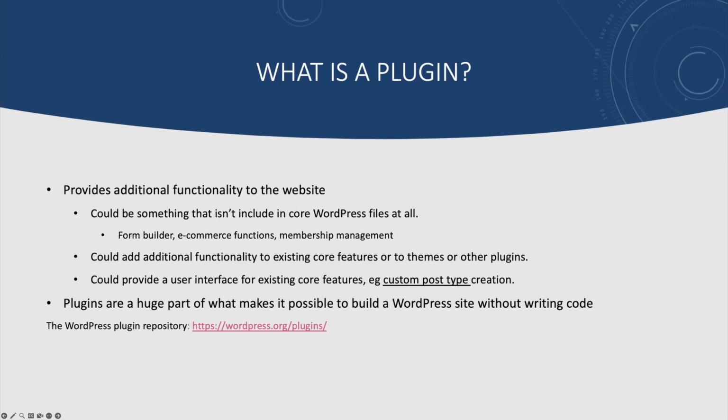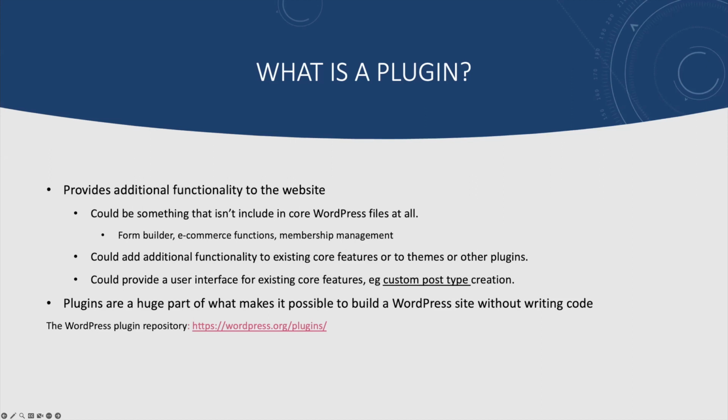So we're going to talk about what a custom post type is. WordPress has a way to create custom post types, but in order to do it, you have to write it in code. There's no user interface that makes it easy to do that. But there's a number of plugins that will make it easy so that you don't have to write the code. It'll write the code for you. Plugins are a huge part of what makes it possible to build a WordPress site without writing code.